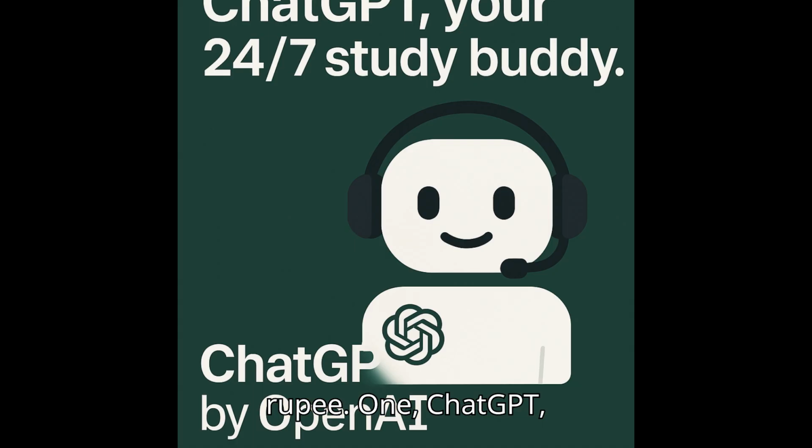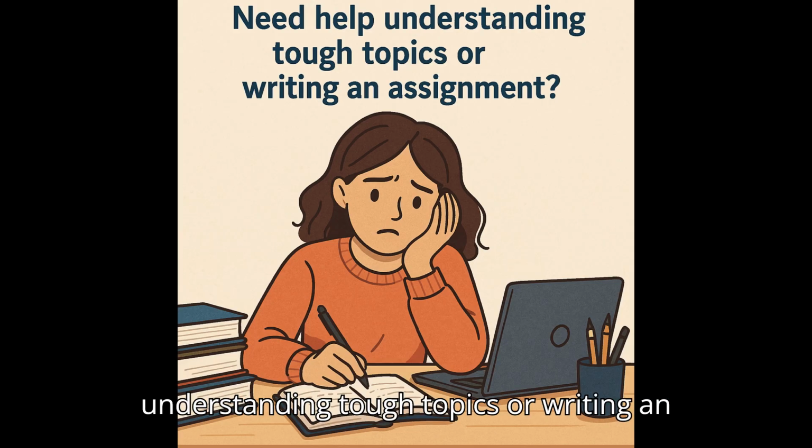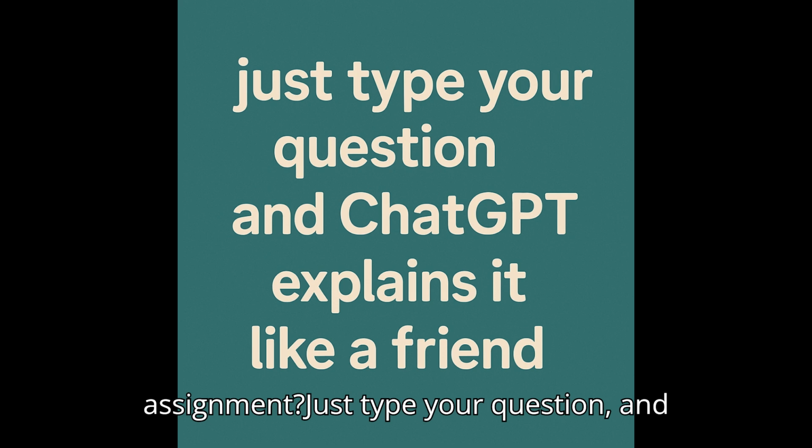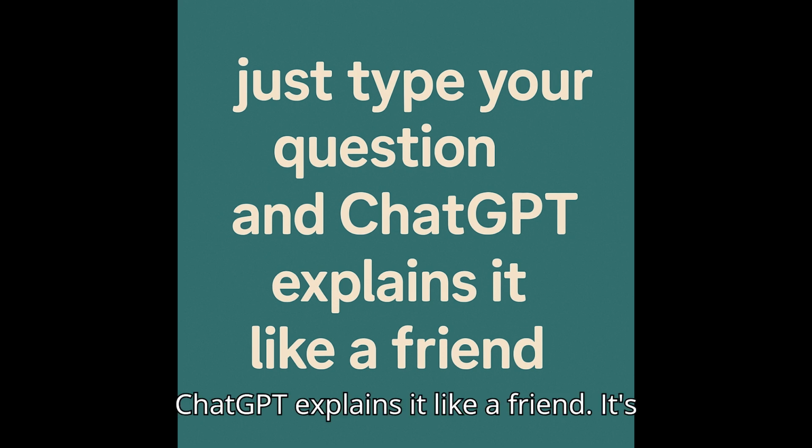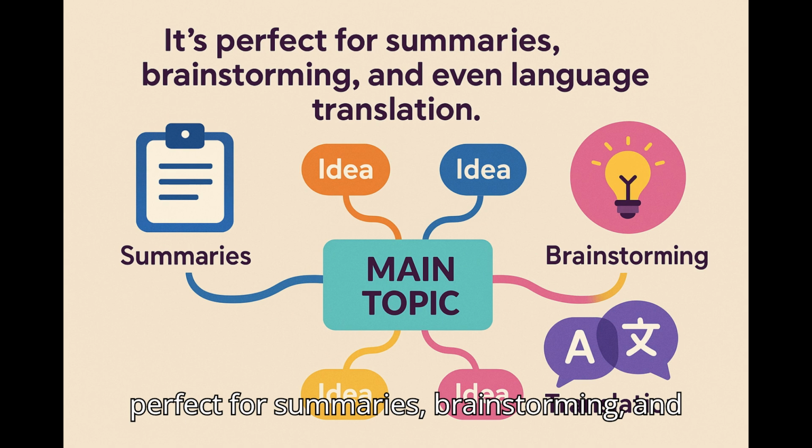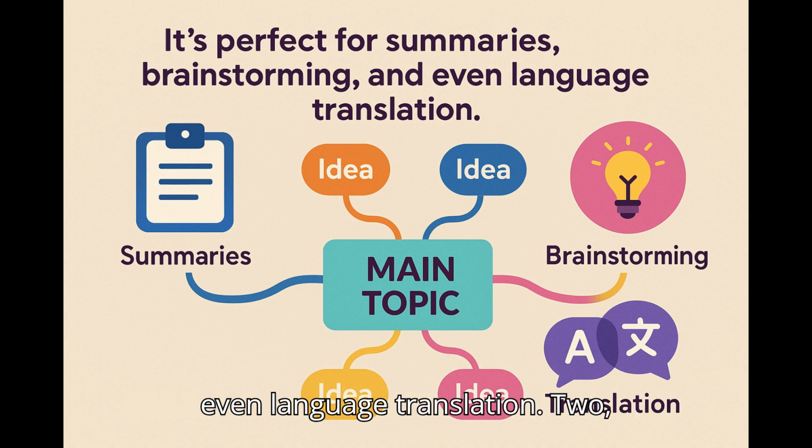1. ChatGPT, your 24/7 study buddy. First up is ChatGPT by OpenAI. Need help understanding tough topics or writing an assignment? Just type your question, and ChatGPT explains it like a friend. It's perfect for summaries, brainstorming, and even language translation.